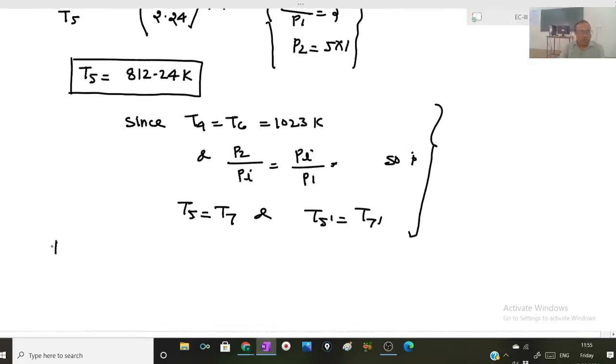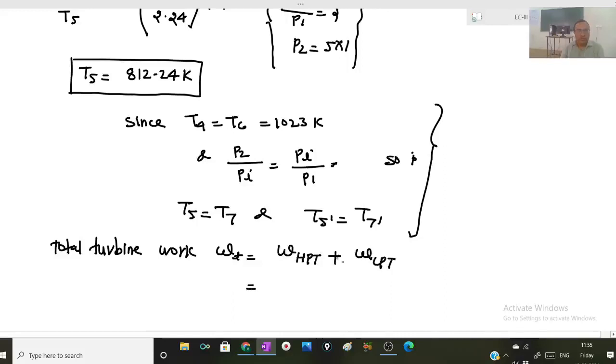So total turbine work WT will be the summation of WHPT plus WLPT. It will be H4 minus H5 dash plus H6 minus H7 dash.